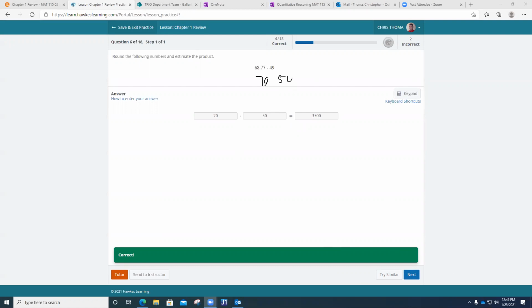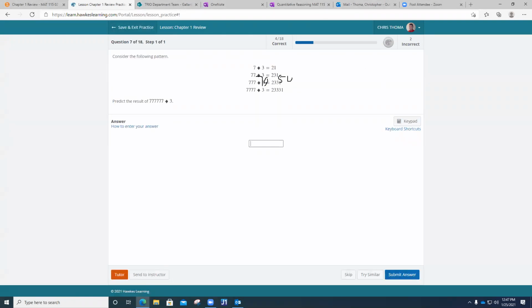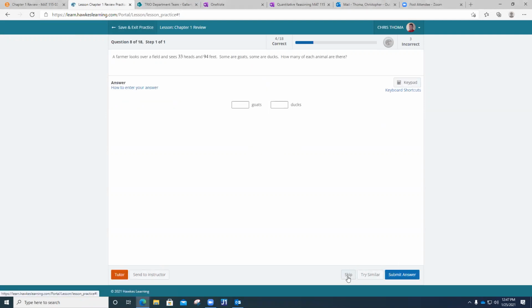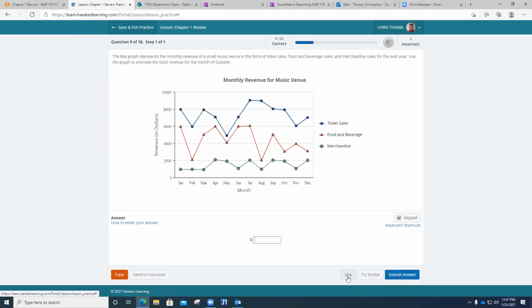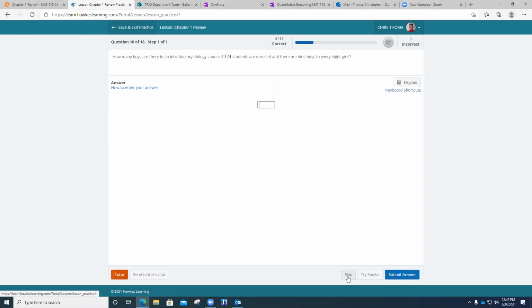All right, which one? I'm looking for a specific problem. I've had lots of questions on here. So next, get rid of my drawing. Sorry about that. Another pattern problem. I'll let you work that one. Like I said, I'm not going to do them all. This is reading a graph.